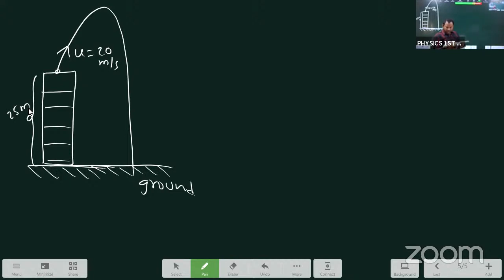How high will the ball rise? Meaning how much height will the ball go? How much height will the ball be raised? First, a ball is thrown from the top of the multi-story building with how much velocity? 20 meters per second. So student, H equals question mark. How much height will the ball be raised?